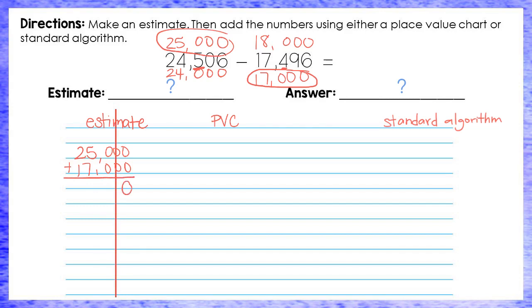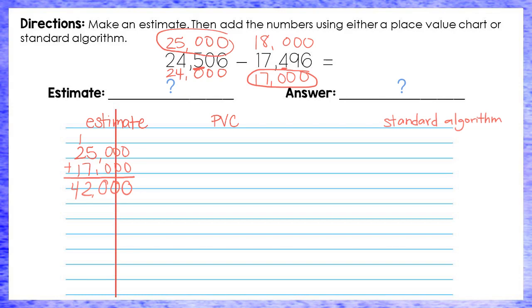We have 0 plus 0 is 0, 0 plus 0 is 0, 0 plus 0 is 0. 5 plus 7 is, I like to start with 7 and then count up by 5. 7, 8, 9, 10, 11, 12. And 1 plus 2 plus 1 is 4. So our answer should be about 42,000.